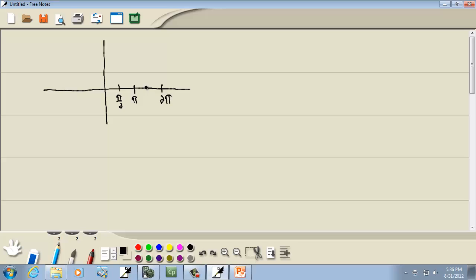And pi over 2 and 3 pi over 2. This distance here is about 3, so 1, let's say, is right there, and negative 1 would be right there. Okay, if I look at sine, sine is going to look like that. So that's y is equal to sine x.